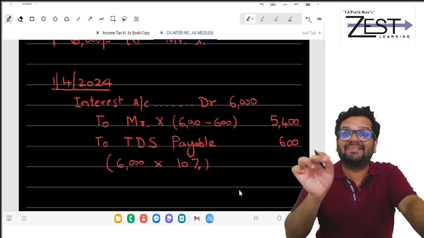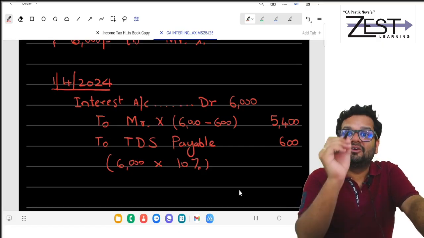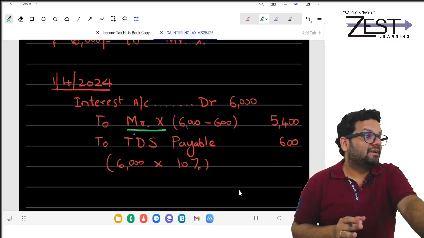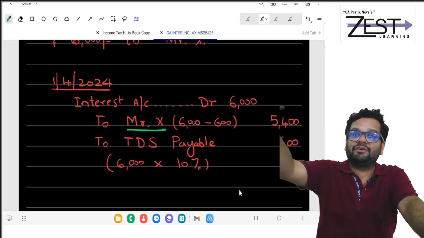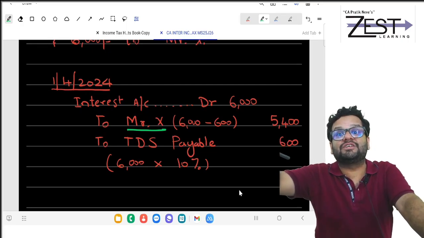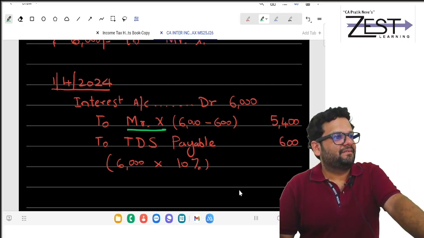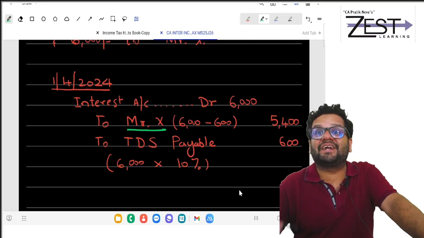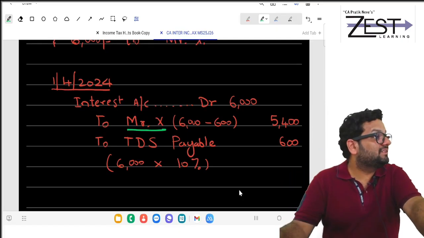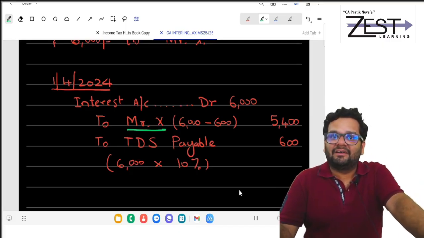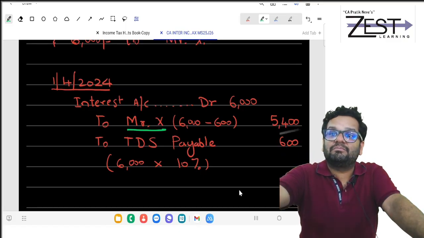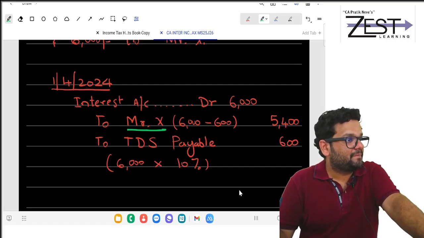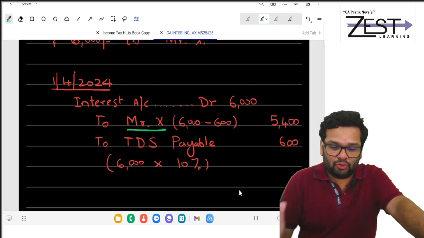At the time of credit. See, you are crediting now. Whose account are you crediting? Exactly. So at the time of credit. Credit happened first. If payment had happened first, then at the time of payment, because whichever is earlier. But if the company decides to pay interest in advance, before that interest becomes due, then TDS should be done at the time of making payment, whichever is earlier. Got the point?